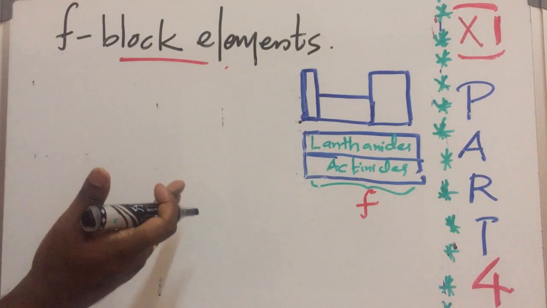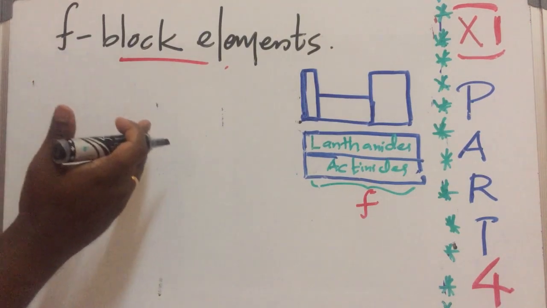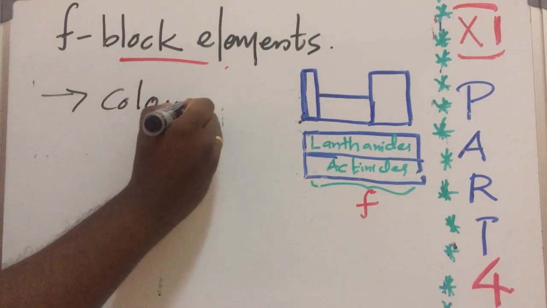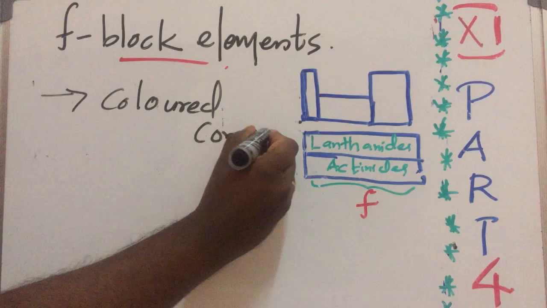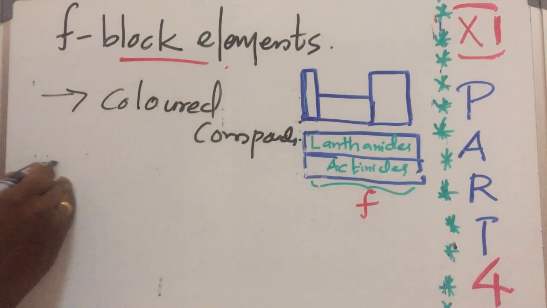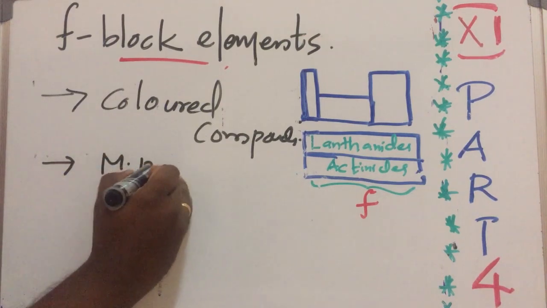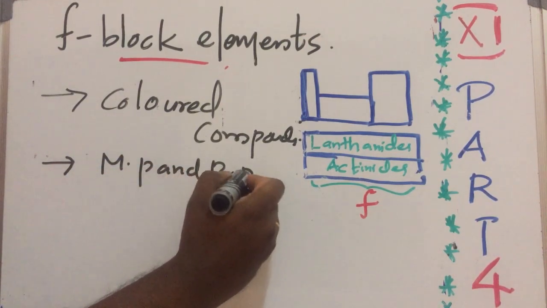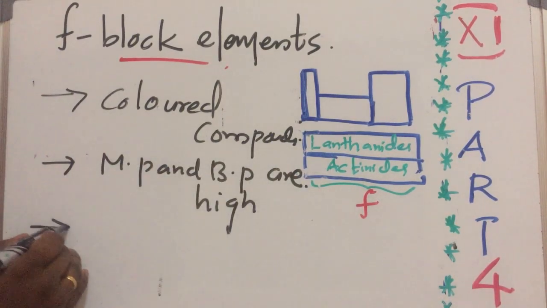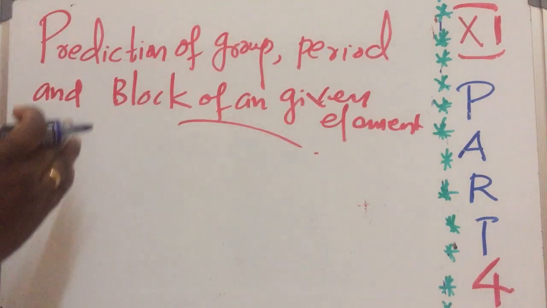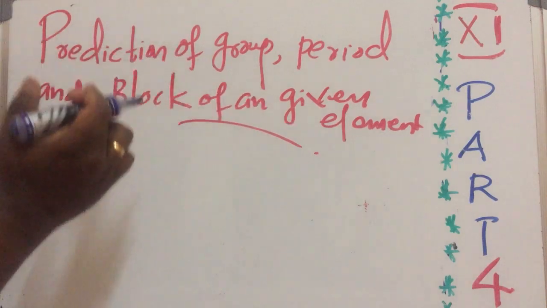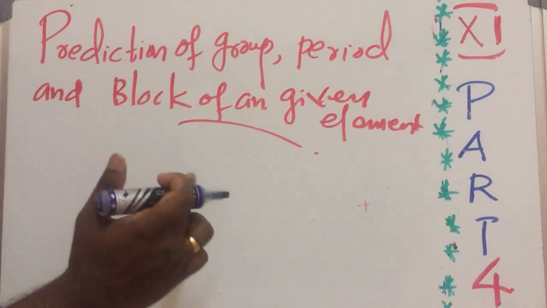Like D block elements, F block elements also form colored compounds. And the majority of F block elements are metals, so their melting points and boiling points are high. Clear? Next topic is how to predict group, period and block of a given element from electronic configuration.